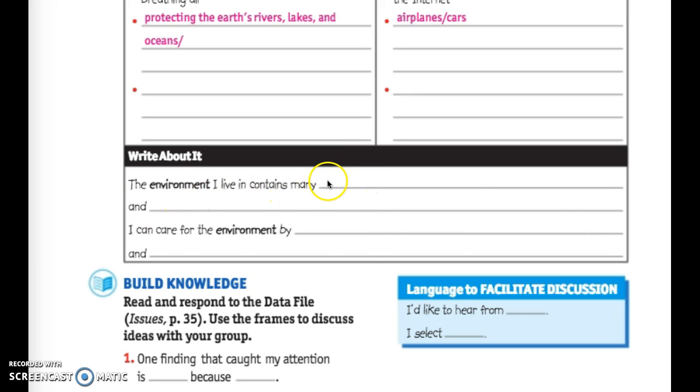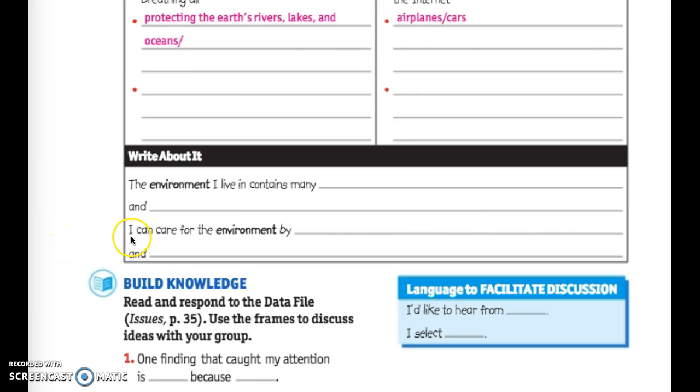What are two things that are in the environment that you live in? Are there many rocks and houses? Are there many people and cars? If you live in the city, maybe. Maybe you live way out in the country and it contains many cows and llamas. So go ahead and fill in these blanks with two things or two nouns that are around the environment that you live in.